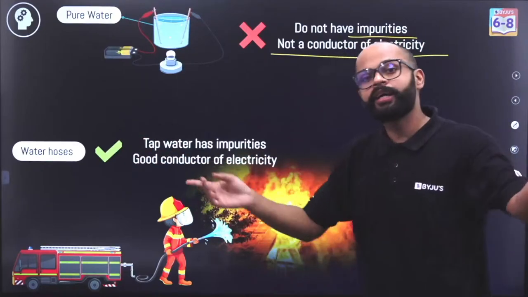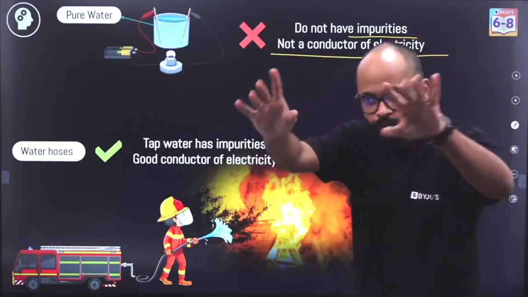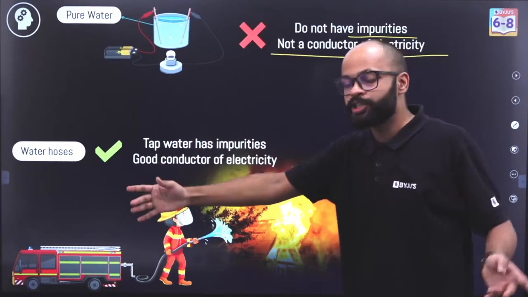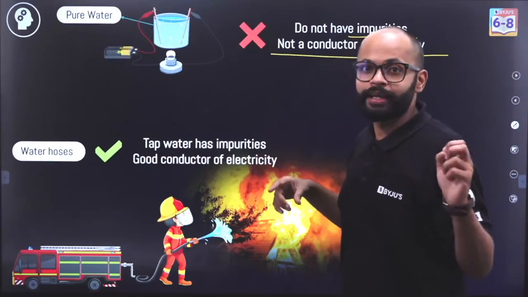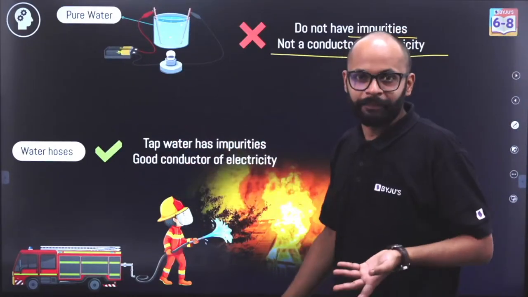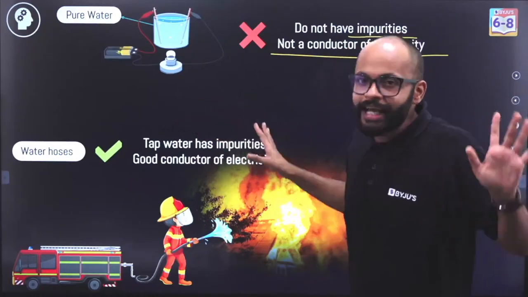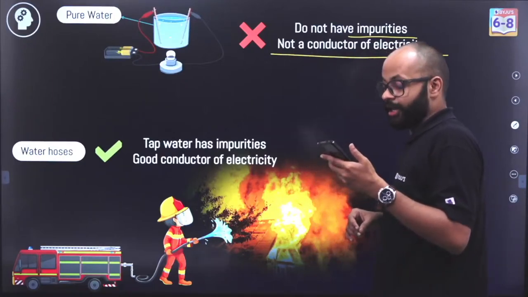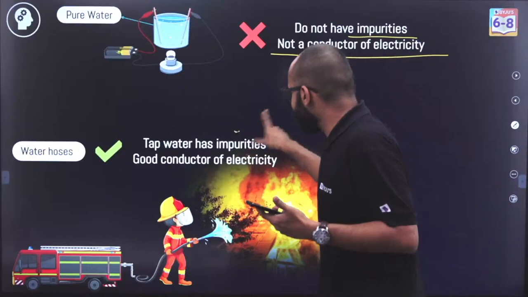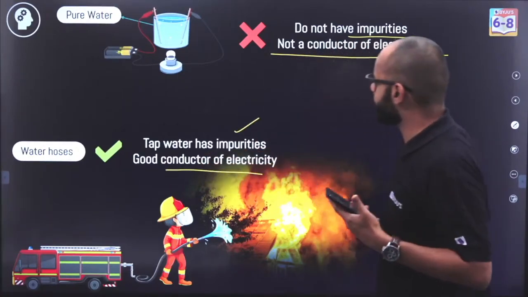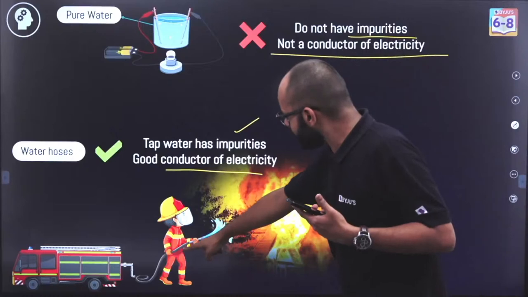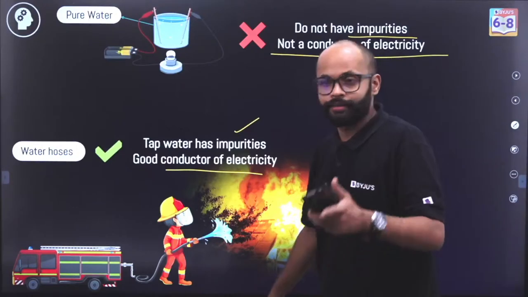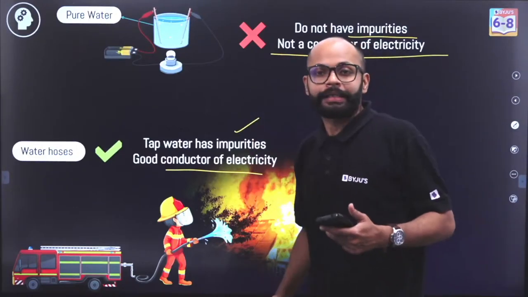That is a bigger problem, right? Everything becomes short circuit, and this flowing water, if it comes in contact with anyone or anything, will spread electricity all over. This is very dangerous. The fire will come later, that is a later matter, but the current spreading is the problem. Right? Very good. So tap water has impurities and it is a good conductor of electricity. And that's why in the fire hoses, they have tap water, which is a good conductor. That's why they should disconnect the electrical supply.